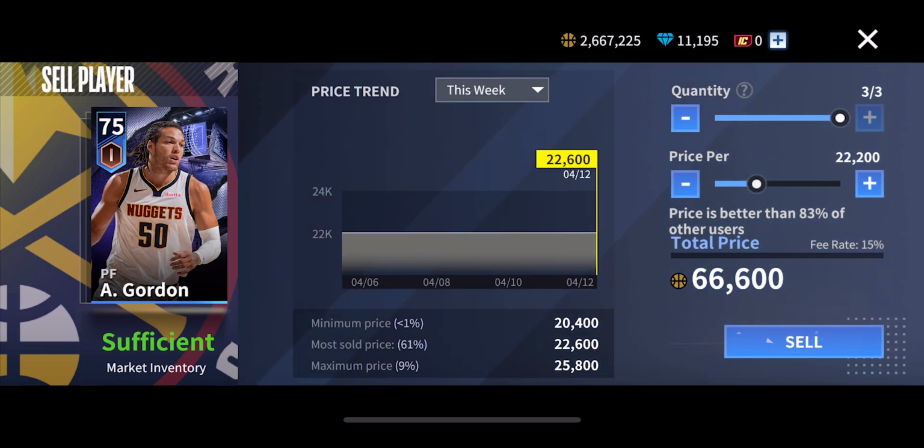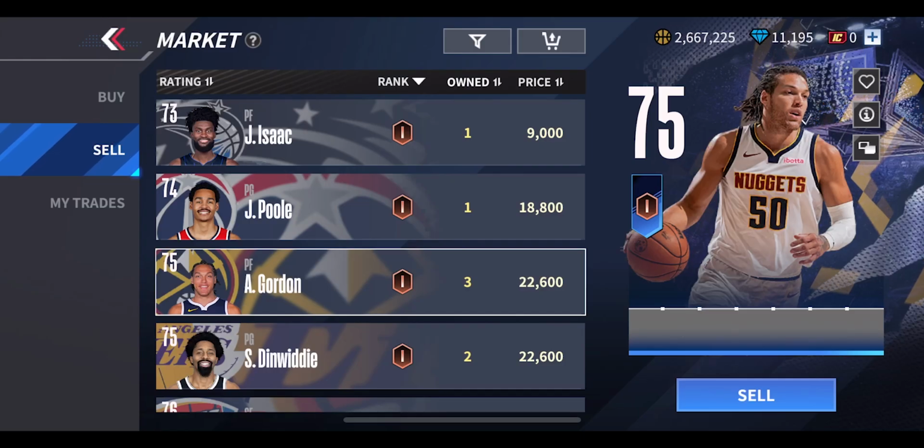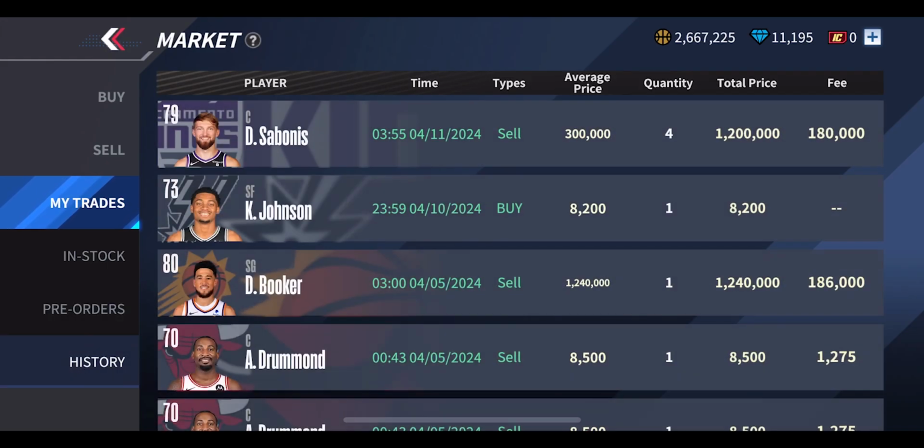It is also really important you take a look at the fee rate, which is 15%. So whatever I sell him for, I will have 15% of that deducted to make up what I actually get. You can see my history over here. If you look at the top one, I sold Domantas Sabonis each for 300k. So that in total is 1.2 million coins because I sold 4 of them. However, that fee deducted was 180k. So in total I only earned 1,020,000 coins after that fee was deducted.